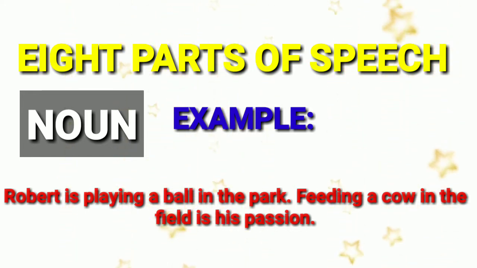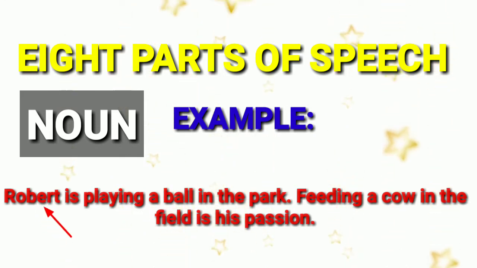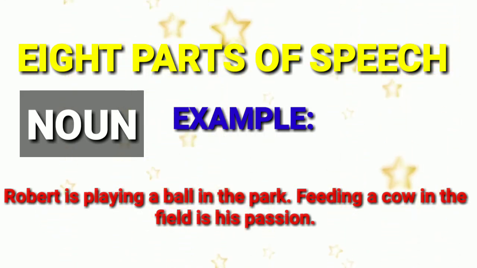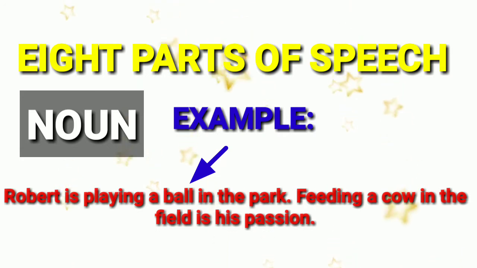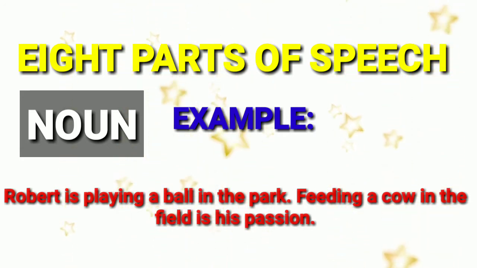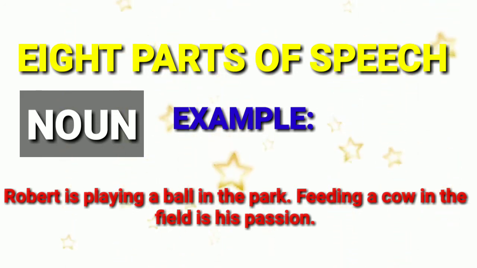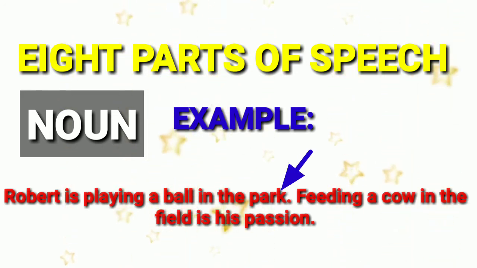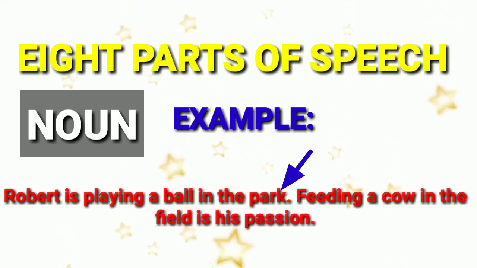Alright guys, let us check the nouns being used in the given statements. The first one is Robert, because it is a word that names a person. Next is the word ball, because it names a thing. And the last noun in the first statement is park, because it is a word that names a place.